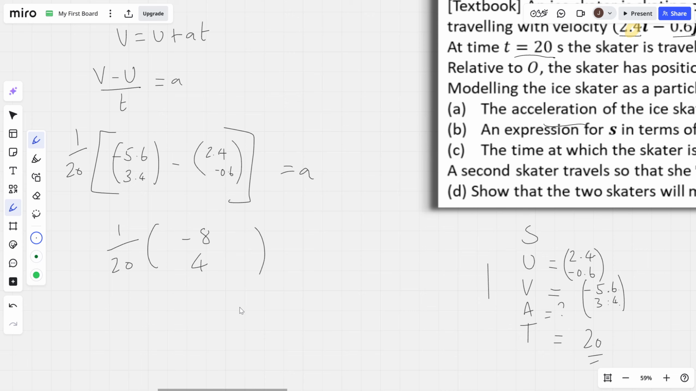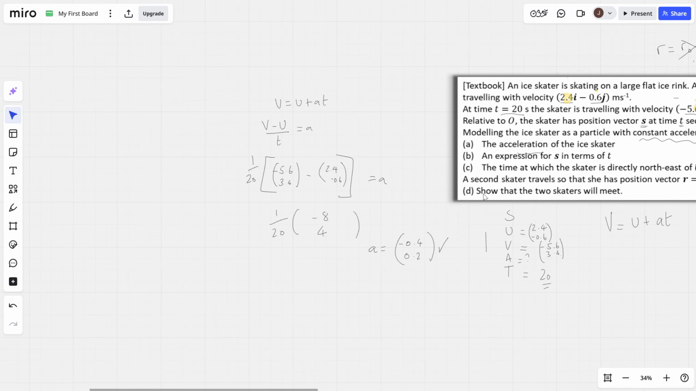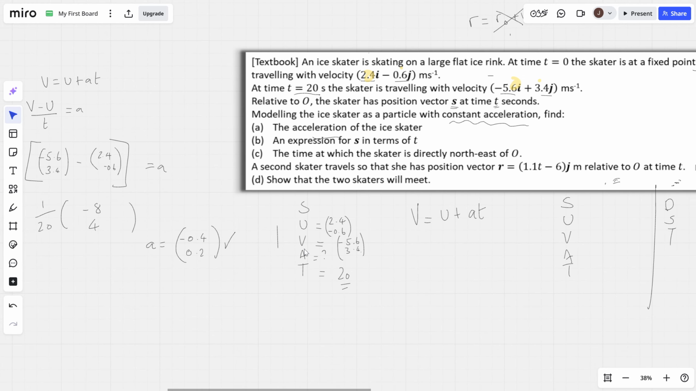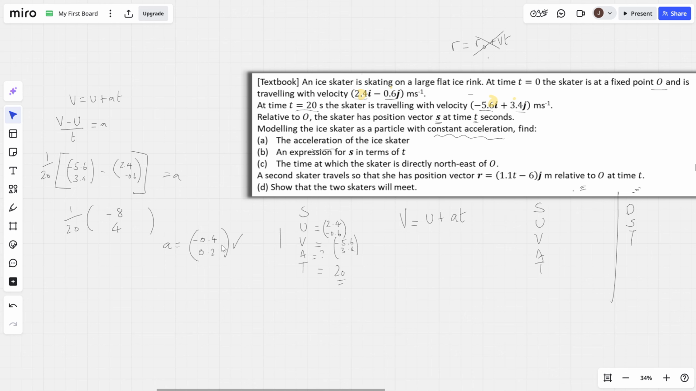So something to notice with the acceleration here is you can have a different value, again, for the I and for the J parts. So they don't have to accelerate in the same way as one another. It might be constant acceleration, but it's not constant between the I's and the J's. It doesn't have to be the same for both. So for the first bit there, yeah, minus 0.4 and 0.2.